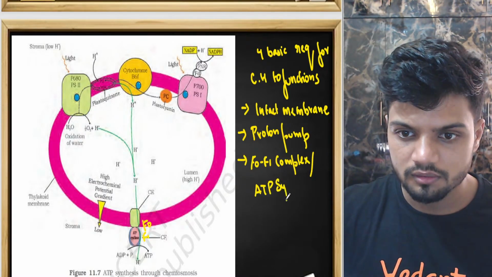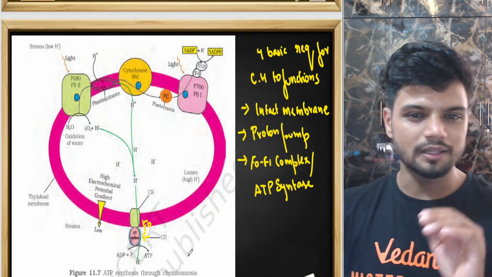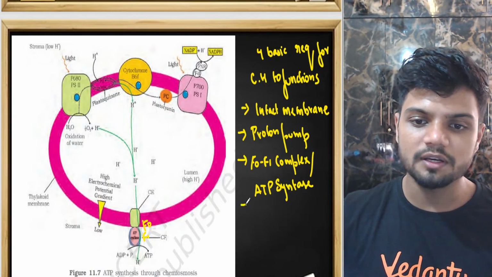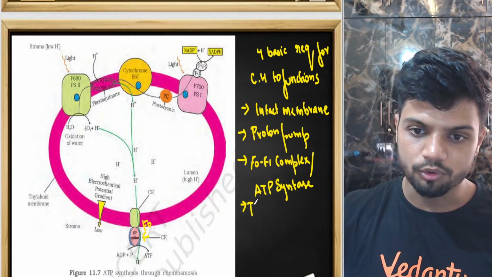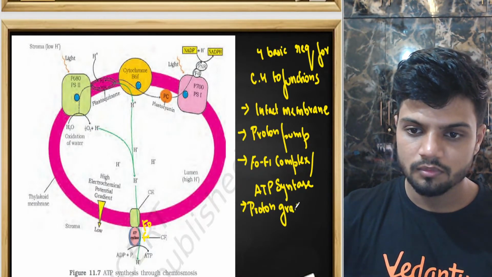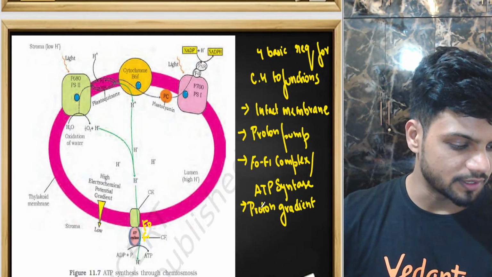ATP synthase. Till here, I believe it's clear. Four main requirements, three are mentioned. The last main requirement is going to be the proton gradient. What is proton gradient now? Understand what is proton gradient now?